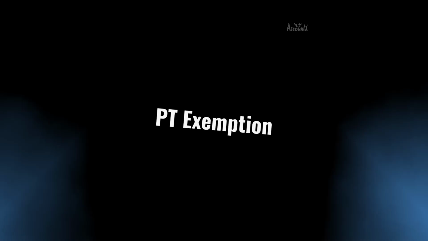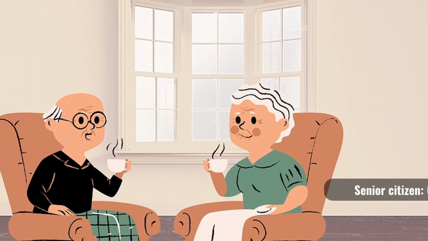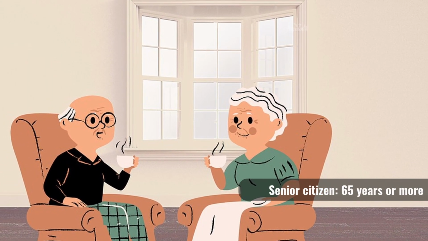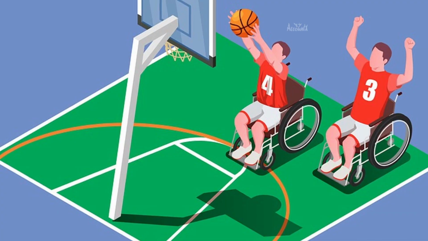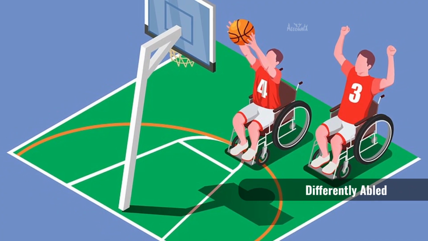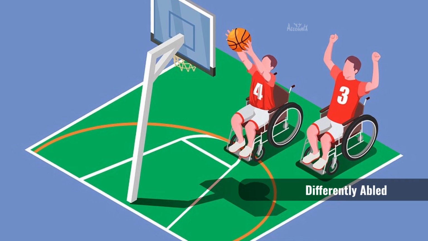Now that we have understood the changes, let's also talk about exemption. Certain class of persons are exempt from paying PT. First, if you are a senior citizen of age 65 years or more, then you don't have to pay PT whether you are a self-employed person or a salaried person. Second one, differently abled or physically challenged persons are exempt from paying PT.